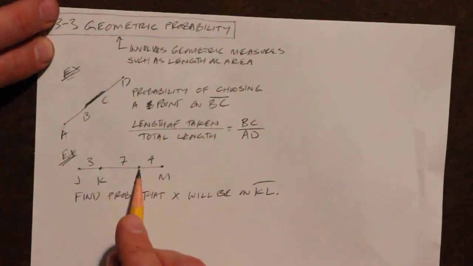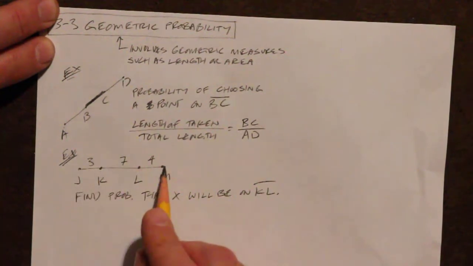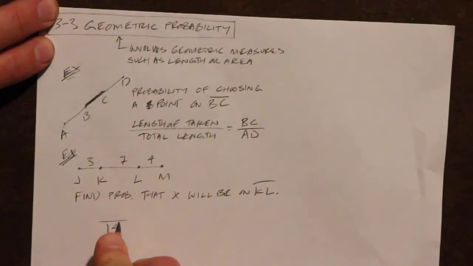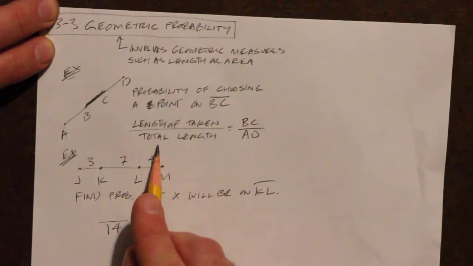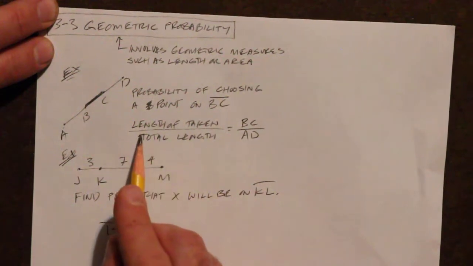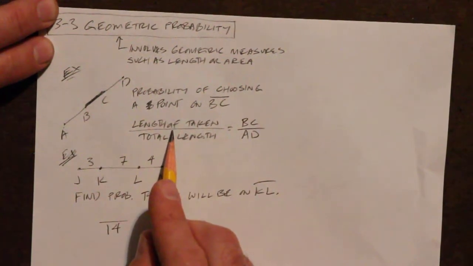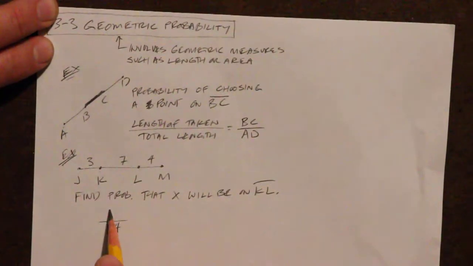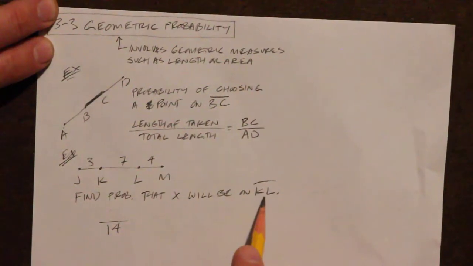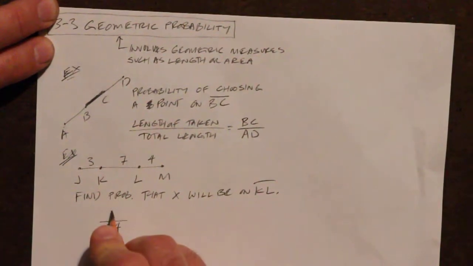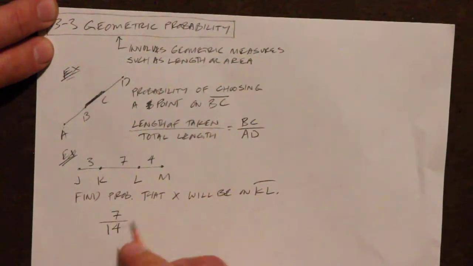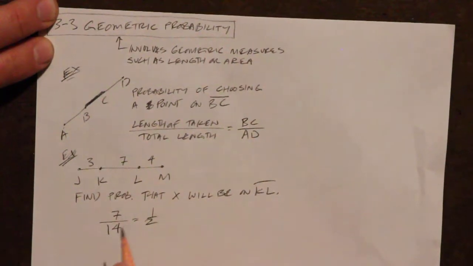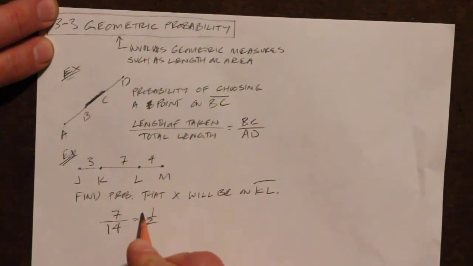That's that middle segment. So all I do is I take the total, and that is 7 plus 3 plus 4, which is 14. I put that in the denominator. Remember, the total length goes into the denominator. The length taken, or the target area, whatever you want to call it, is what we put on the top. So KL is the target or the taken area, so that's 7. And 7 over 14, let's reduce that down to 1/2. So we divide the top and the bottom both by 7, we get 1/2.